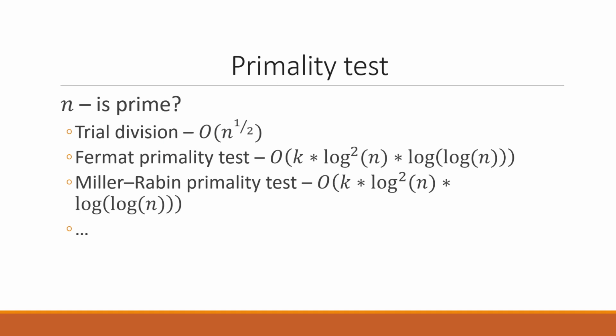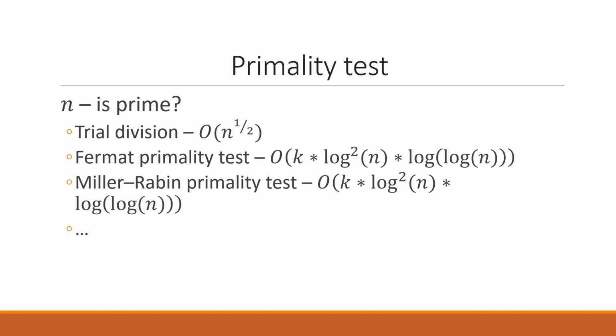For example, trial division, where we check all divisors of the number n, but the main disadvantage of this method is slow time for big values of n.